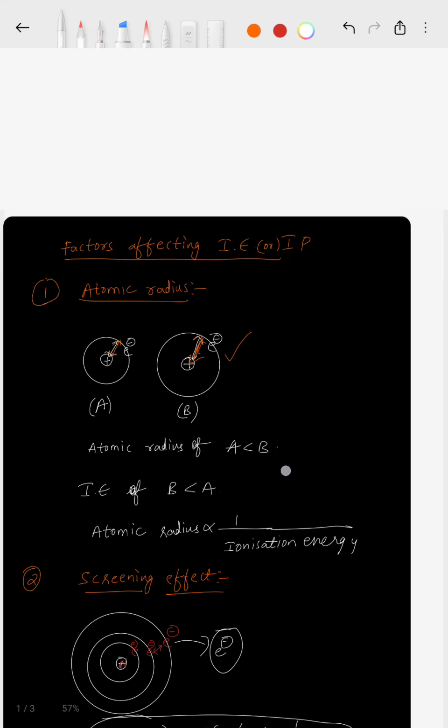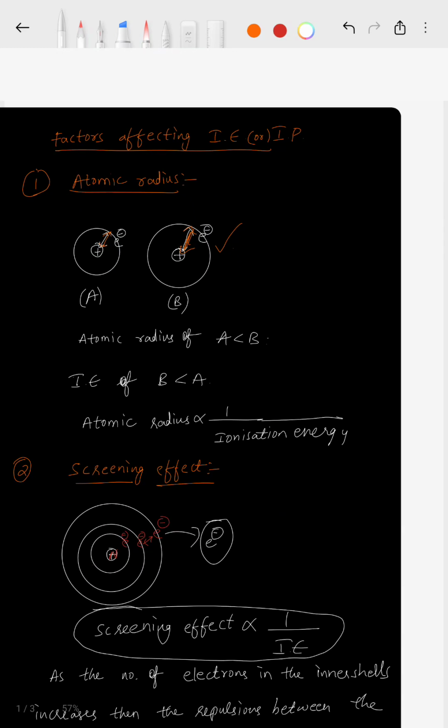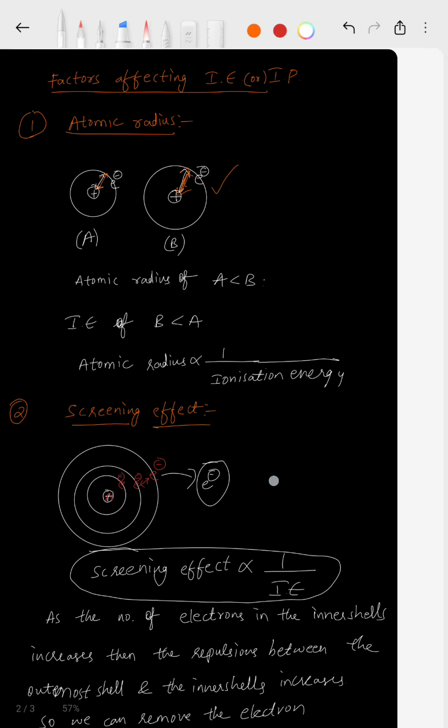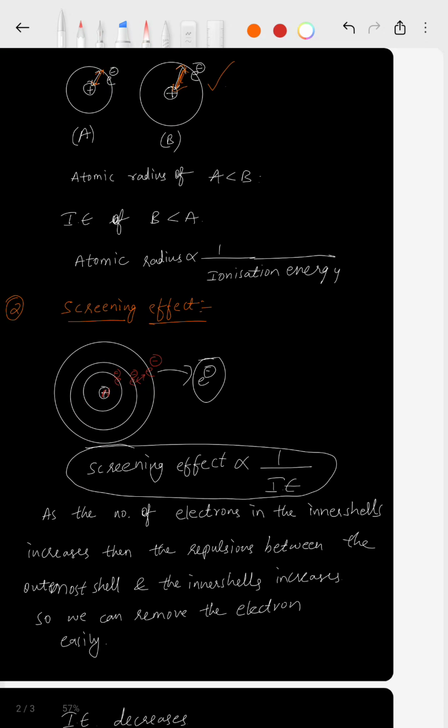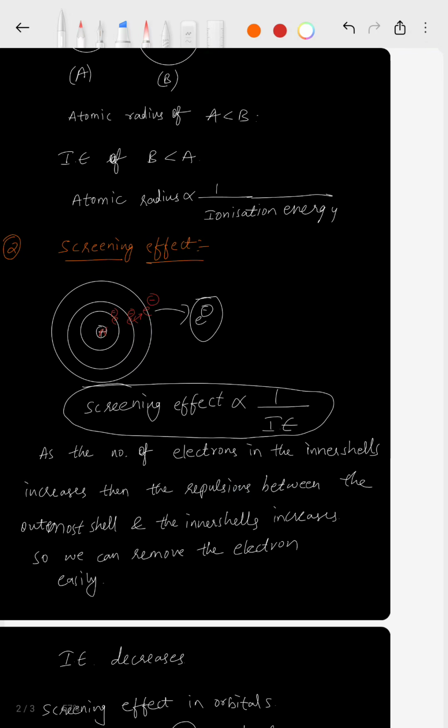Next, the factors affecting IE. The first one is atomic radius. As atomic radius increases, ionization energy will decrease, because the attraction force between the electron and nucleus decreases. So we can easily remove the electron. Next, screening effect. The inner core shells act as a screen between the outermost shell electron and the nucleus. So repulsion forces exist between the inner shells and the outermost shell, and we can easily remove the electron from the outermost shell. So less ionization energy is needed to remove the electron.